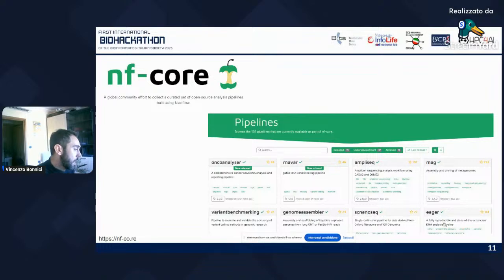So you can have a look at the website. There are many pipelines available, and you can use them to have an idea of what is the current state of the art for analyzing a specific type of bioinformatic data, for example.